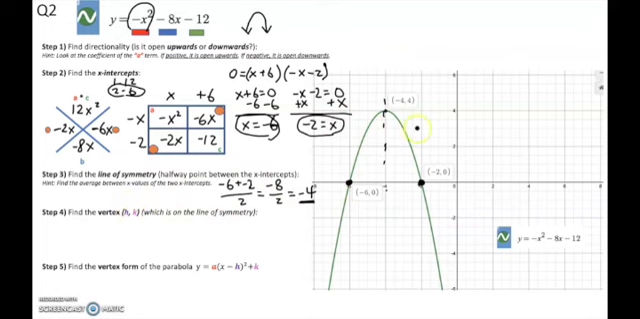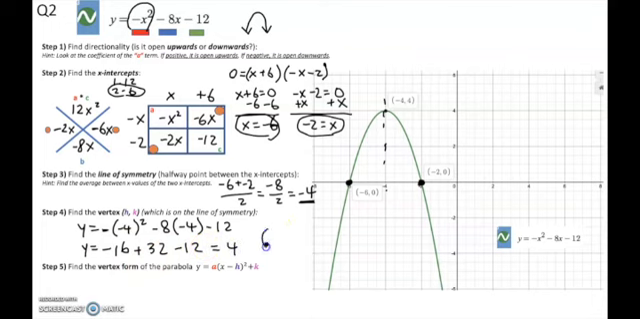And we know that the vertex is going to land on the line of symmetry, so let's plug in negative 4 into our original equation. Negative 4 squared minus 8 times negative 4 minus 12. So y should equal negative, what's negative 4 squared? That should be positive 16. So it would be negative 16. Negative 8 times negative 4 is positive 32 minus 12. So negative 16 plus 32 is positive 16 minus 12 is 4.